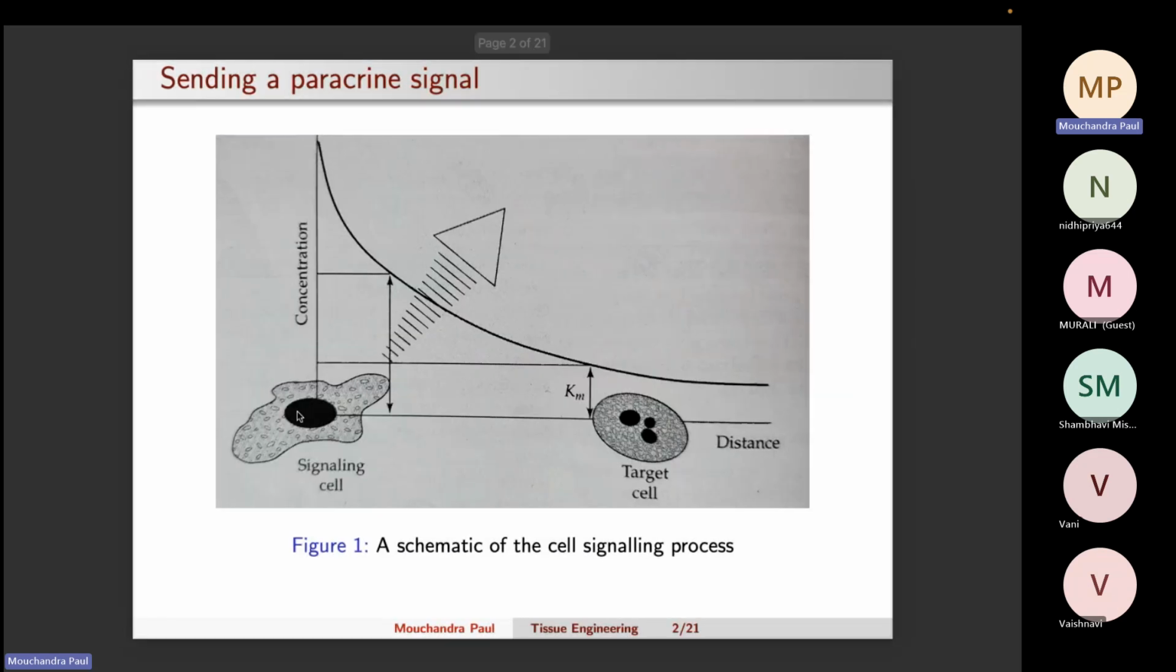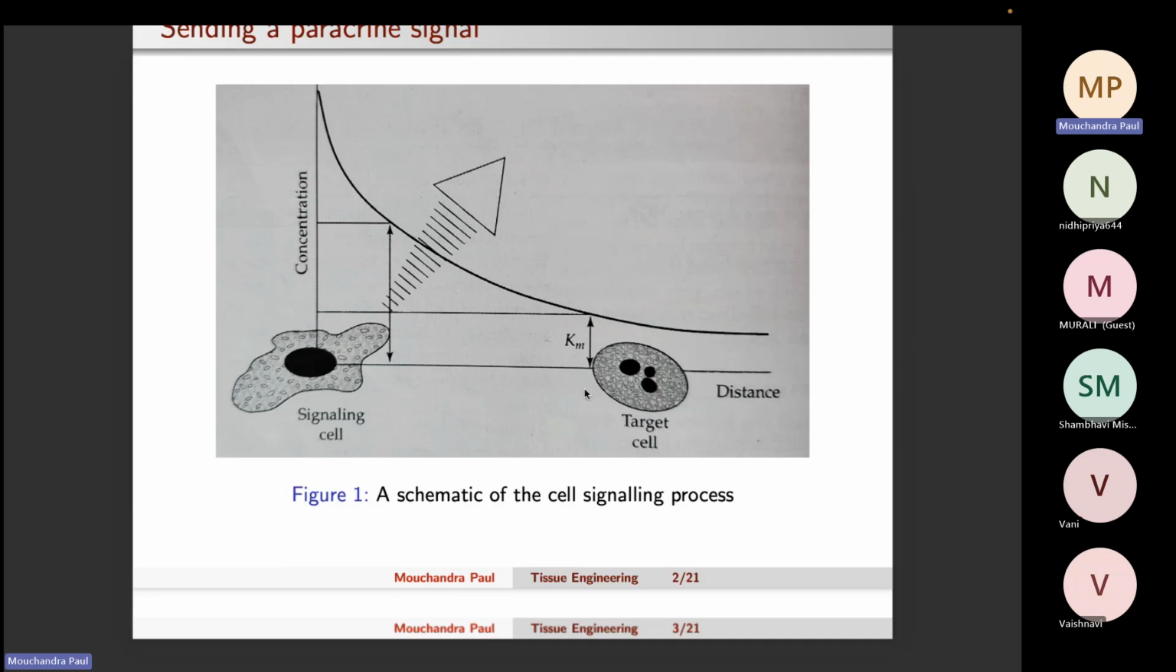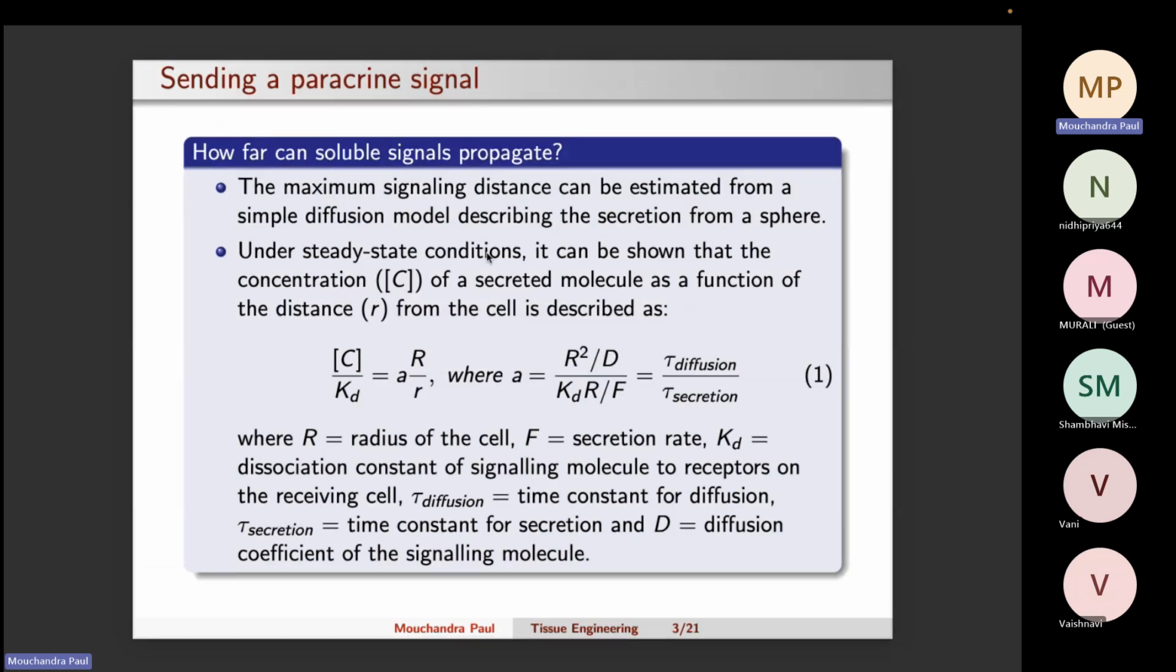So in this diagram we need to understand to how much distance this growth factor concentration is sufficient for the target cell to respond to the signal. Or you can say, what is the optimum distance at which the target cell should be there with respect to the signaling cell, so that it can respond to the incoming signal. So that is the question basically. So let's try to understand and give an answer to this question. The maximum signaling distance can be estimated from a simple diffusion model describing the secretion from a sphere. So we will take help from the diffusion model. Since the growth factors are getting diffused, choosing a diffusion model makes sense.